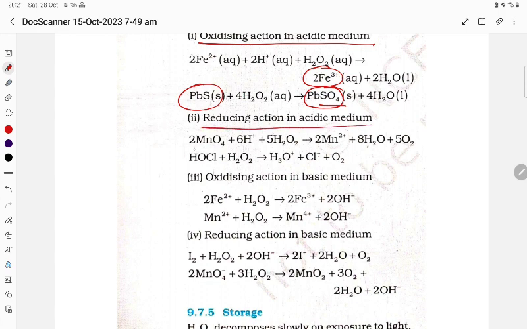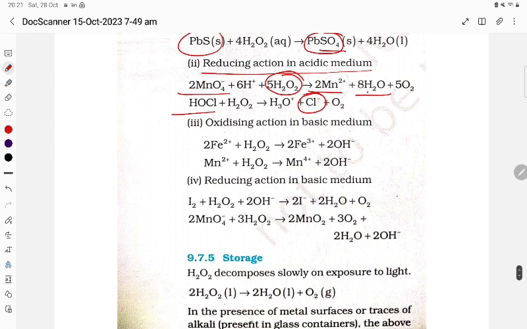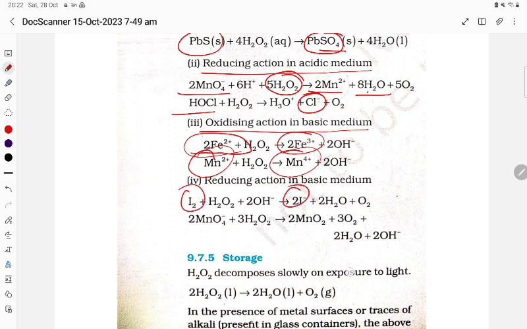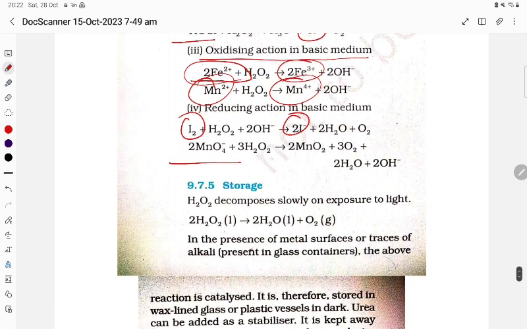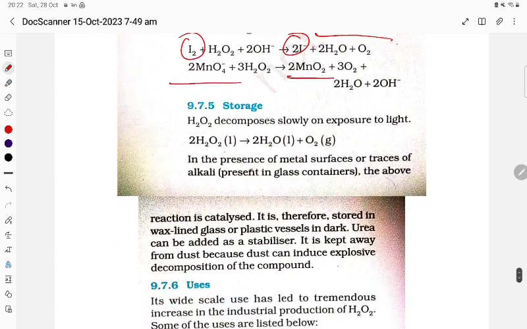Reducing action in acidic medium: MnO4- treated with H2O2 converts into Mn2+, and HOCl converts into Cl-. Oxidizing action in basic medium: Fe2+ to Fe3+, Mn2+ to Mn4+, I- to I2. Reducing action in basic medium: MnO4- converts into MnO2.